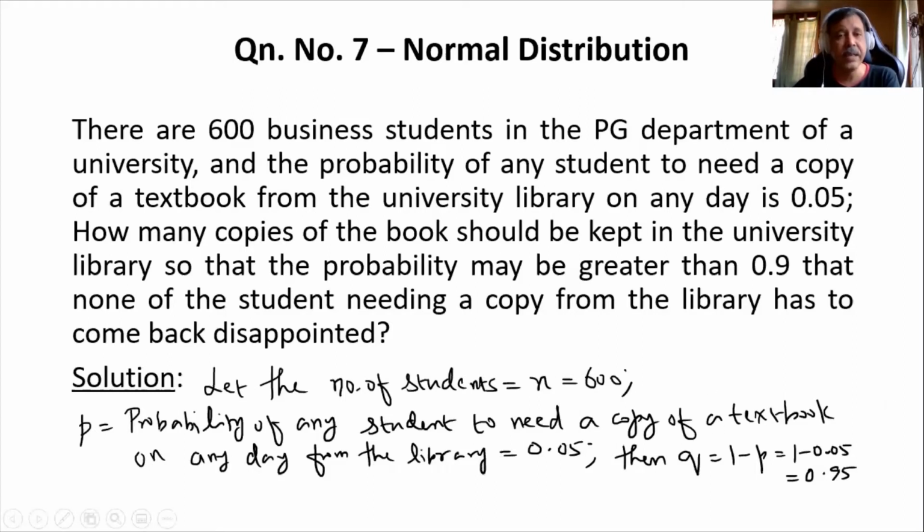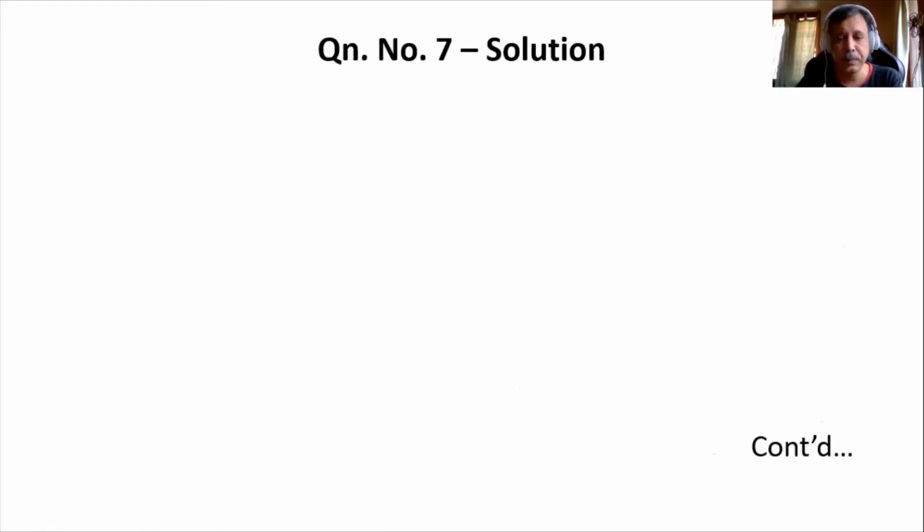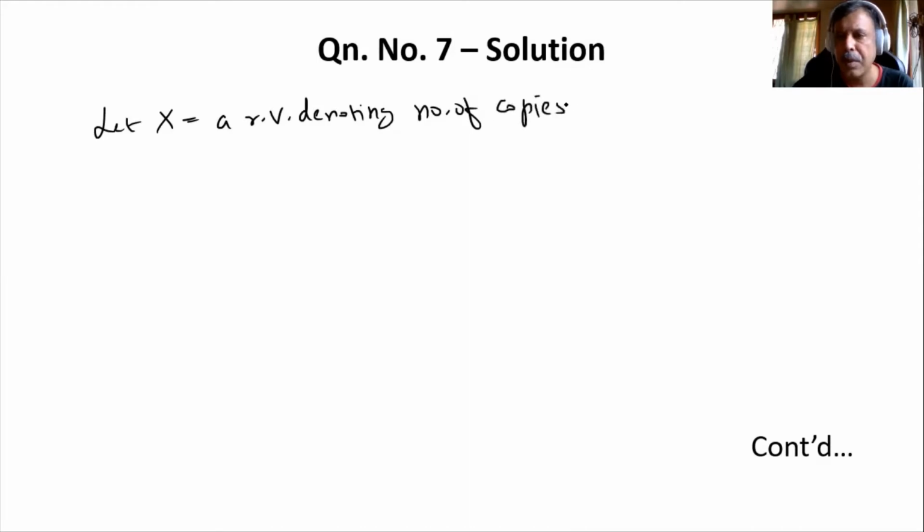So I can very well say, let me first define what is our random variable. Let capital X equal to a random variable denoting number of copies of a textbook required on any day.